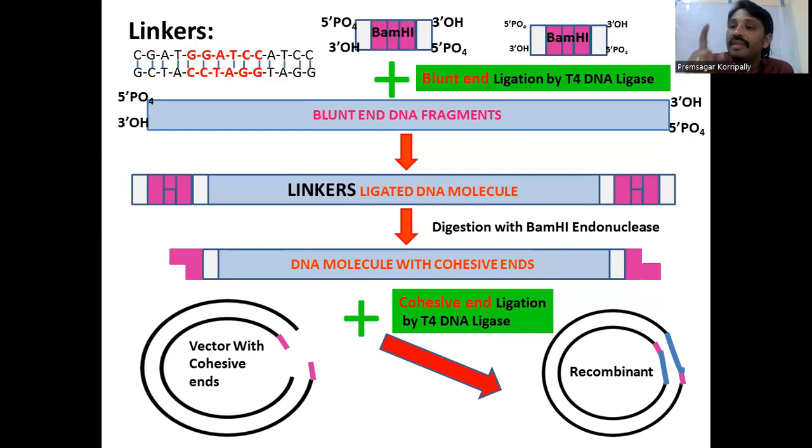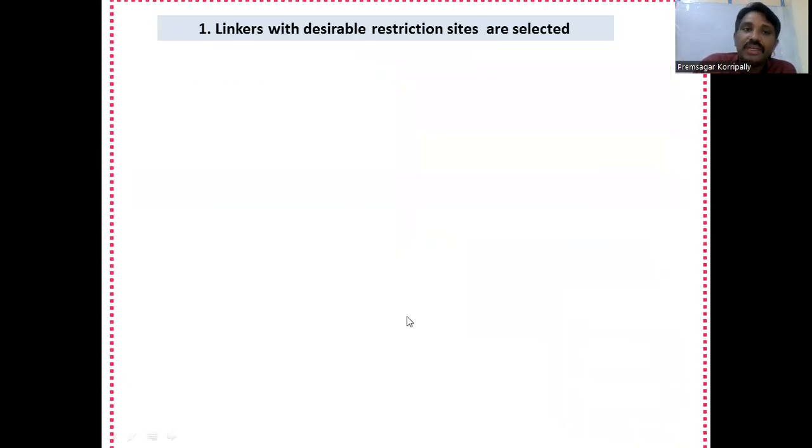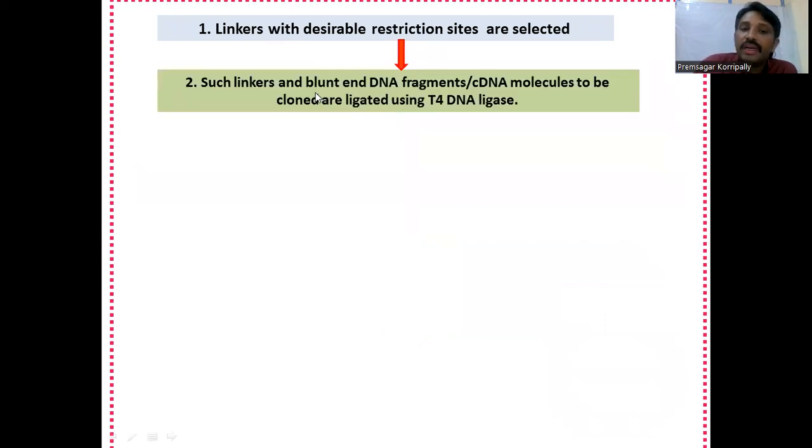So I'm saying here, linkers are useful in the cloning of blunt-ended DNA fragments or cDNA molecules. Once they attach to the blunt-end DNA molecules, then after digestion, you get cohesive ends. Same procedure we'll see in the next slide. First, linkers with the desirable restriction sites are selected. Then such linkers and the blunt-end DNA fragments or cDNA molecules to be cloned are ligated.